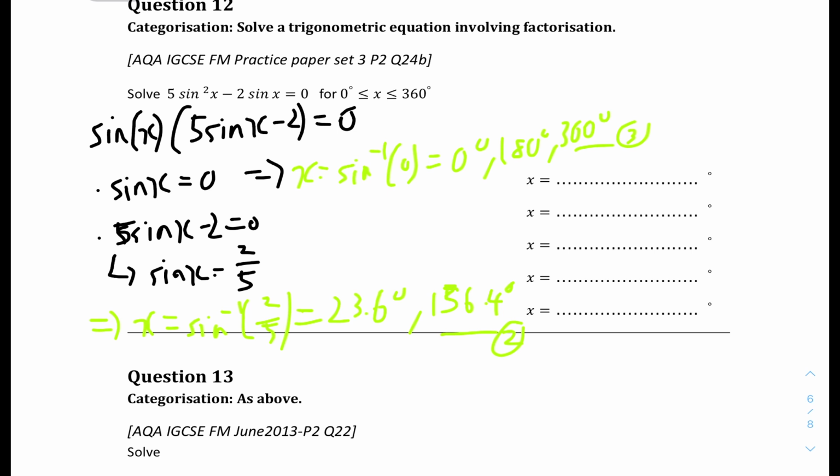And basically just put them back into the answer format. So the first one will be 0 degrees, and then 23.6, then 156.4, 180 degrees, and 360 degrees. Like so.